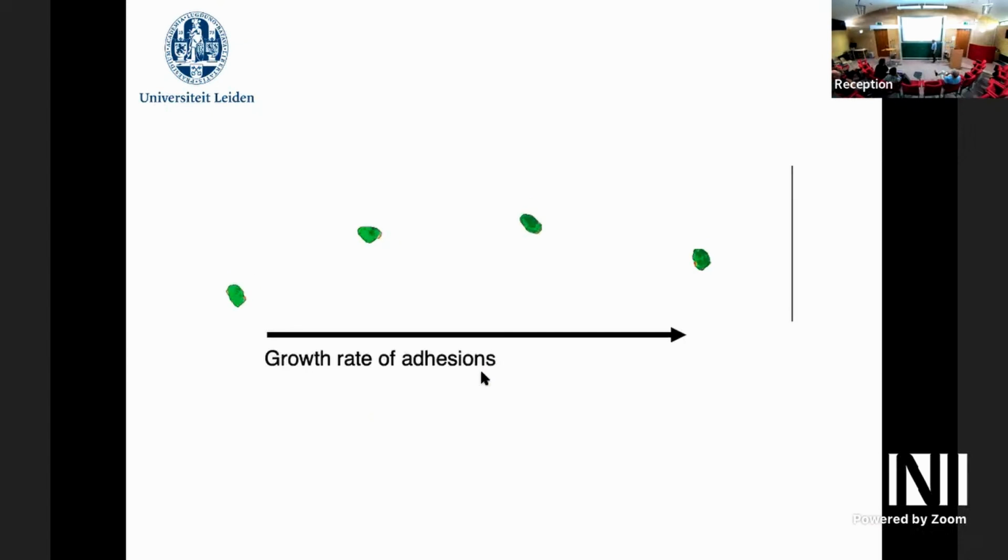And what we now see is that we have very slow growth of adhesions, and we get the typical behavior of this ACT model, which matches quite nicely with several laws or several observations on cell migration.